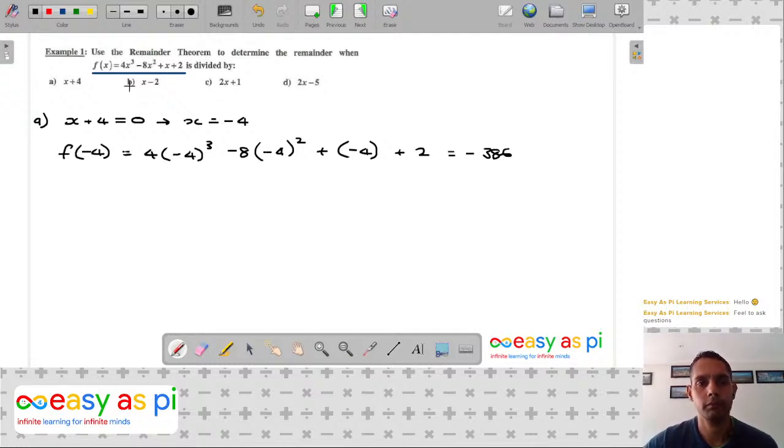This x minus 2 is pretty much the same. Let's take something a little more complicated. Let's take part D. In part D, we start by saying 2x minus 5 is equal to 0, and therefore x is equal to 5 over 2. Then I've got to work out f at 5 over 2.